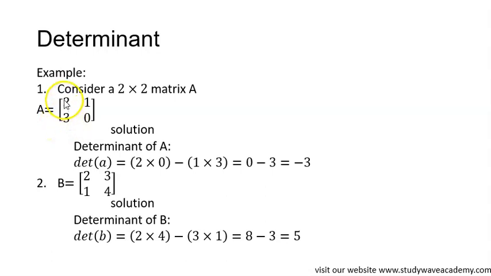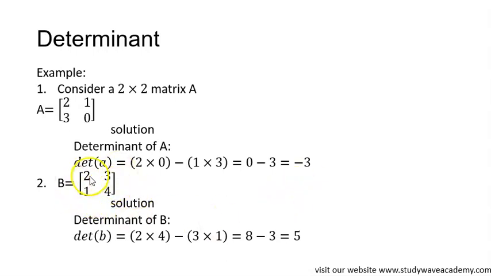We multiply the first diagonal and subtract from it the multiplication of the second diagonal, okay? So 2 times 0 minus 1 times 3, okay? Which we have here. 2 times 0 is 0. 1 times 3 is 3. So we have 0 minus 3. 0 minus 3 is going to give us minus 3. Okay, so this is the answer. Do you understand?